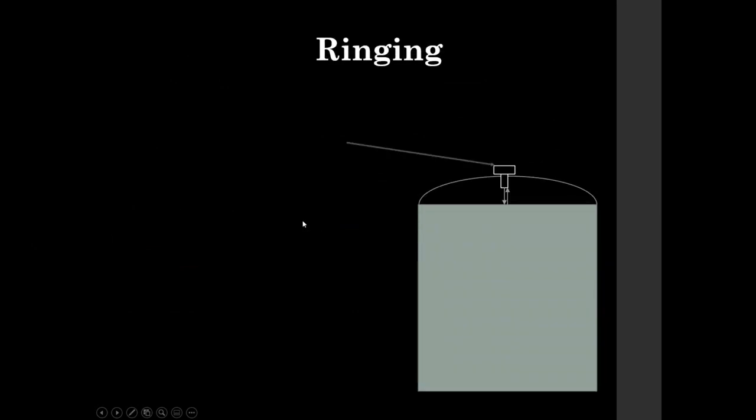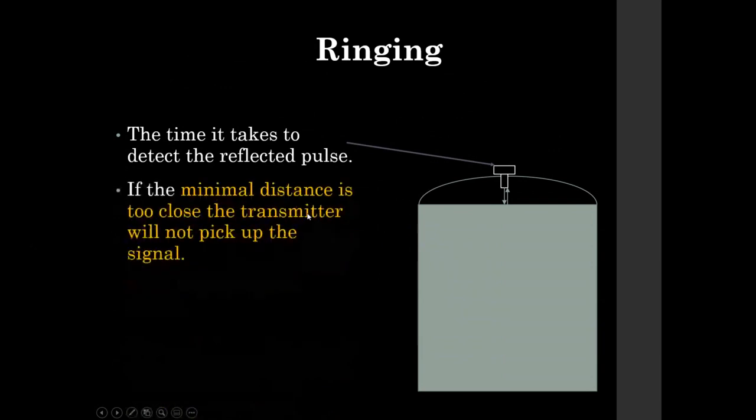Okay, ringing, this is a very specific one to ultrasonic here, and it has to do with the amount of time that it takes for a signal to be transmitted and received and the capabilities of the processor to calculate that time. There is a minimum distance, and it's usually around 30 centimeters from the face of the sensor to the maximum fill height that it can possibly measure. And if you get inside this zone here, and it's often called a blanking zone, the electronics just can't measure the signal fast enough. And the term for that is called ringing. So we have to have a minimal distance between the transmitter and the upper range value of the process, or we won't be able to sense it.